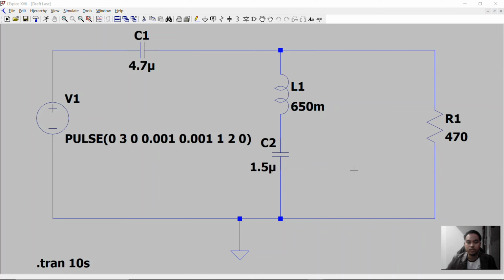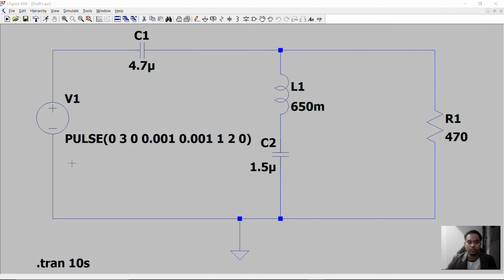I will show you the circuit simulation for our group project, the transform circuit group project. As for this simulation, I am using the LTspice software. As you can see, this is the circuit that we have chosen. We are using two capacitors, one is 4.7 microfarad and the other one is 1.5 microfarad, an inductor, which is 650 millihenry, and a resistor of 470 ohm.